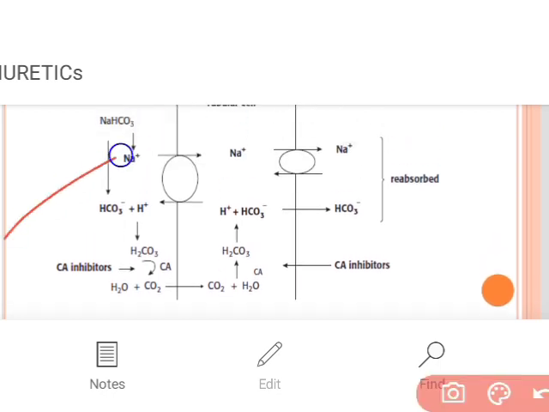Sodium will get excreted along with bicarbonate in the urine, because there will be no sodium hydrogen exchange. H plus ion is not formed, so it will not exchange with the luminal sodium, so the bicarbonate ion will not combine with the hydrogen ion to form H2CO3. All these things happen because of carbonic anhydrase enzyme inhibition.